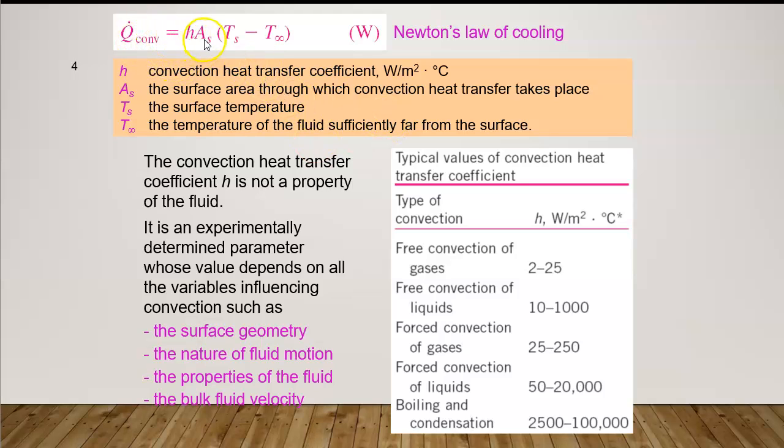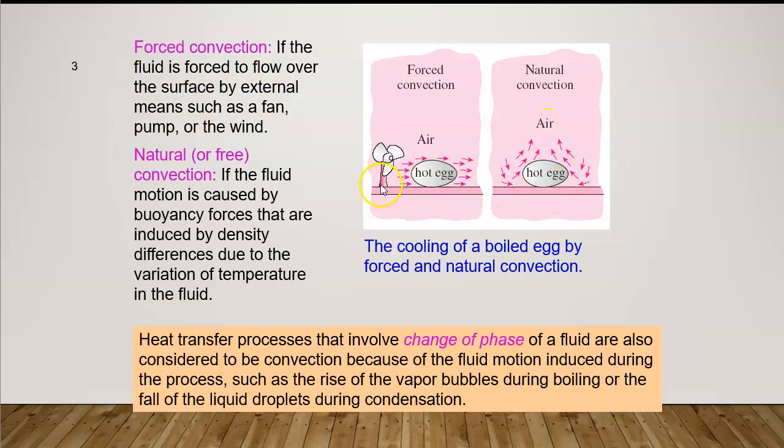Then Q dot is equal to h A_s (T_s minus T infinity). What is h? h is the convection heat transfer coefficient. The units are W per meter squared degree Celsius. The next one is A_s. What is A_s? A_s is the surface area through which convection heat transfer takes place. Here the surface area is the eggshell.